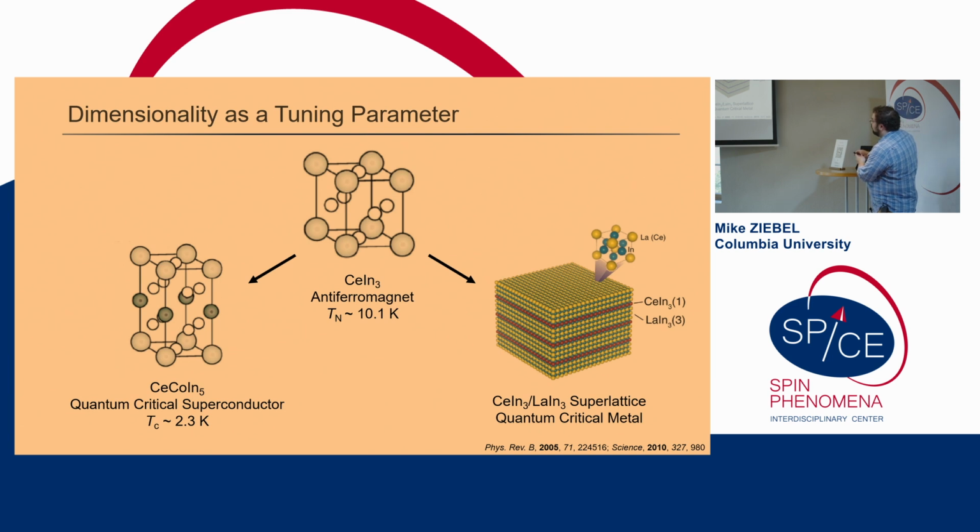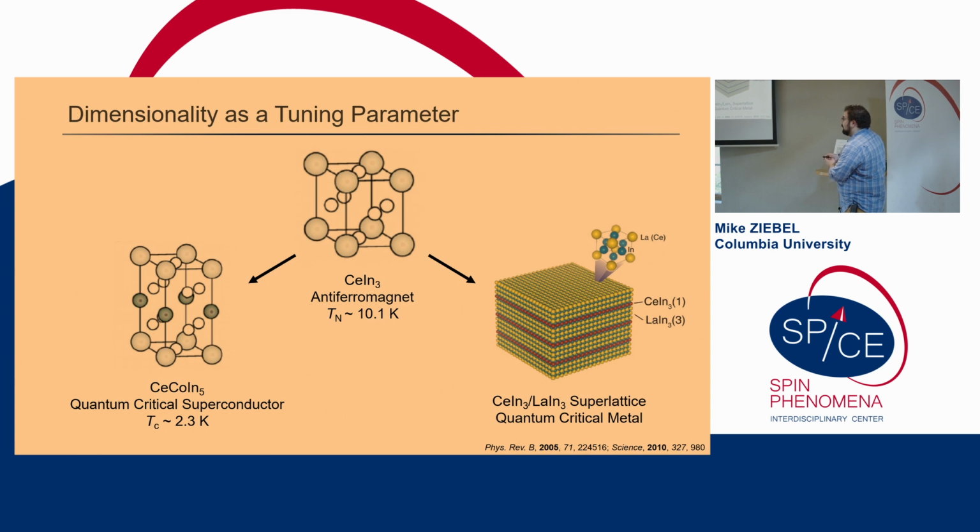Alternatively, people have shown that if you take MBE-grown superlattices, where you have a single layer of CeIn3 separated by several layers of the non-magnetic LaIn3, you can again suppress the magnetism and access a quantum critical regime. But both of these approaches have some issues.